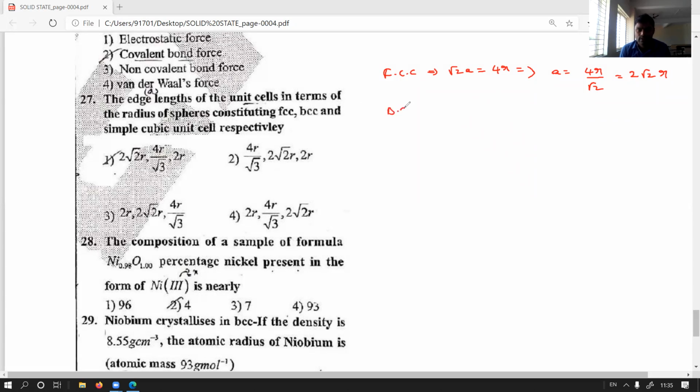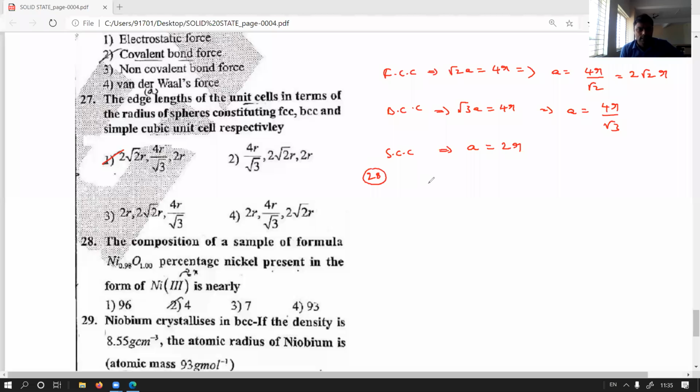Next, in BCC, we know the relation root 3 a is equal to 4r. Then a is equal to 4r by root 3. And in a simple cubic crystal, a is equal to 2r, direct. So the correct answer is the first option. The 28th question is the same as the earlier one, which we already did in the 23rd question.